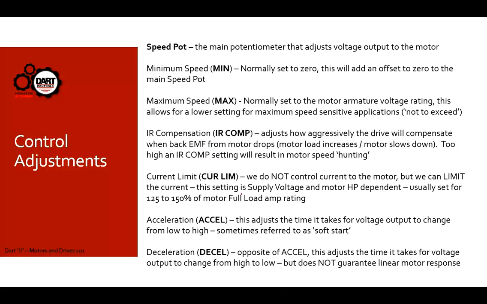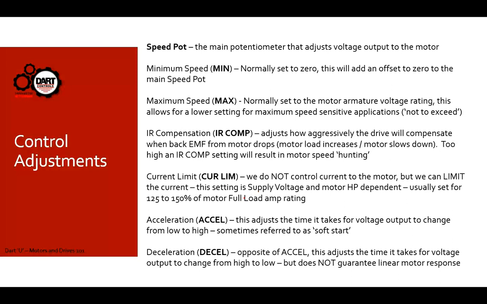Current limiting is a safety adjustment for the control and the motor. Again, we're not supplying current per se. We're not adjusting the current, but we can limit the current. So you'll see typically we will set this somewhere from 125 to 150% of the motor's full load amp rating. Current limit is a circuit. It's not a fuse. It's intended to protect against long-term motor overloads, either caused by a problem in the motor or something going on with what's connected to the motor.